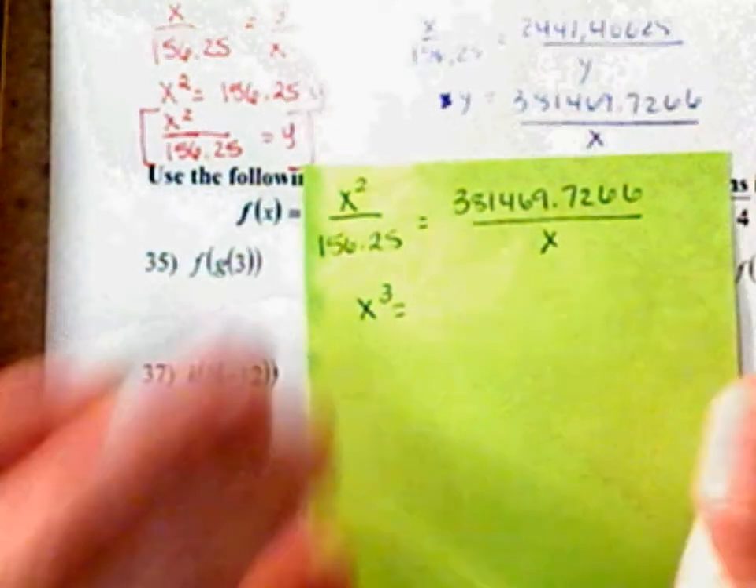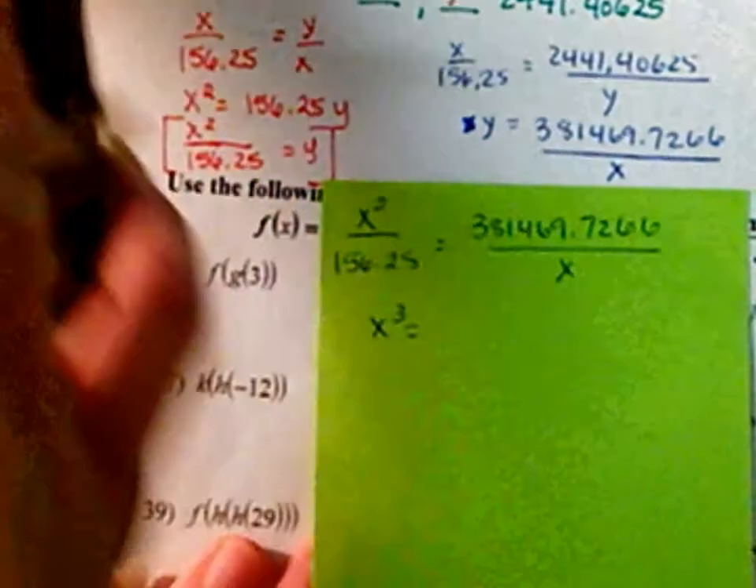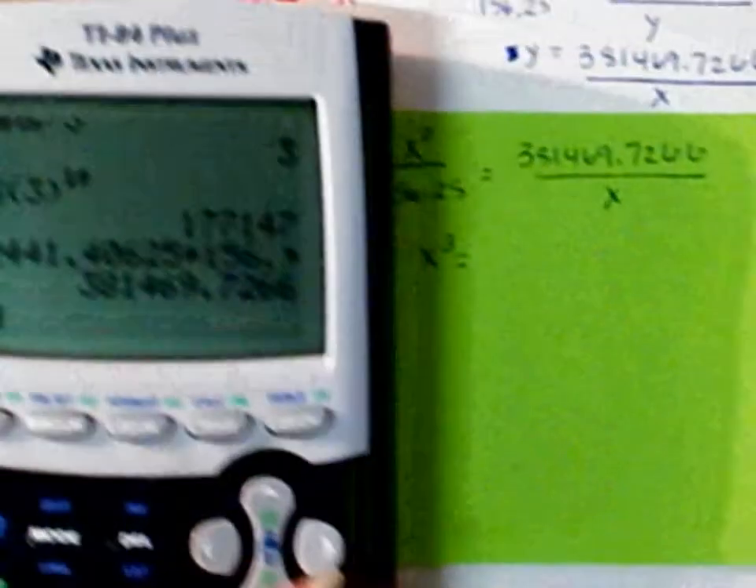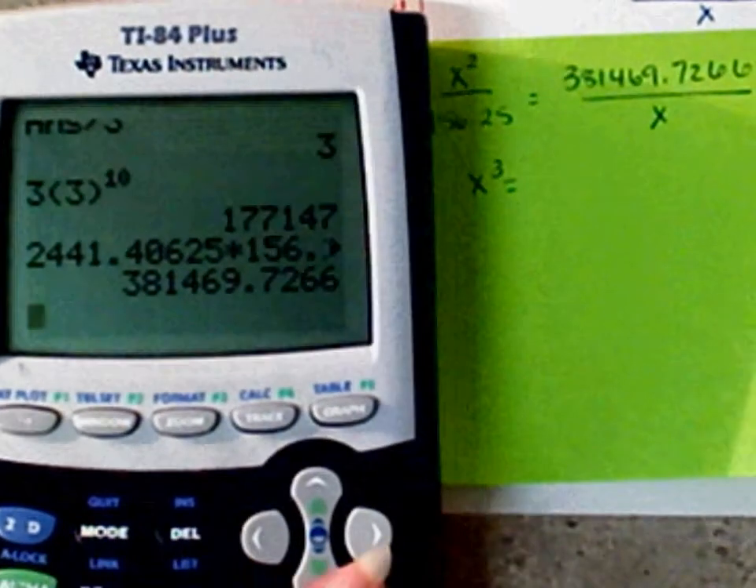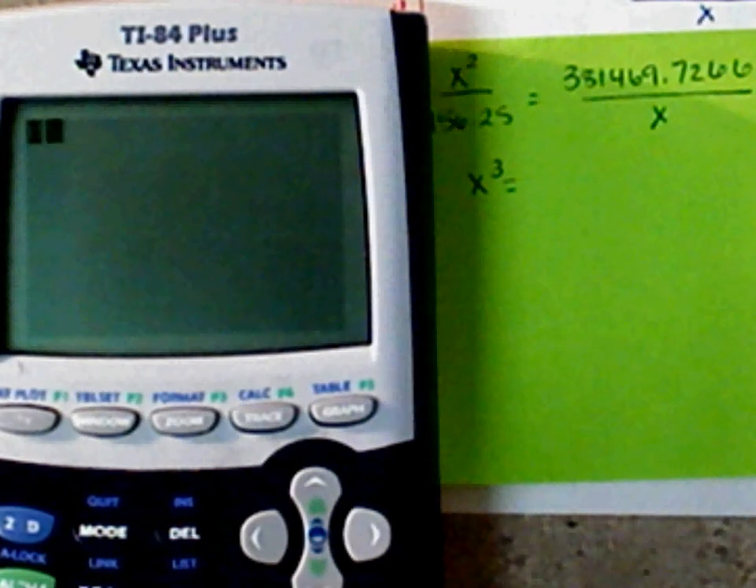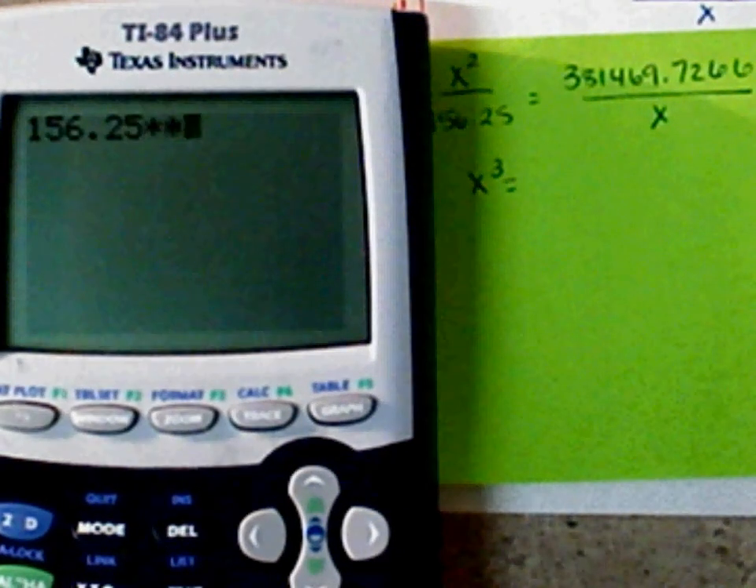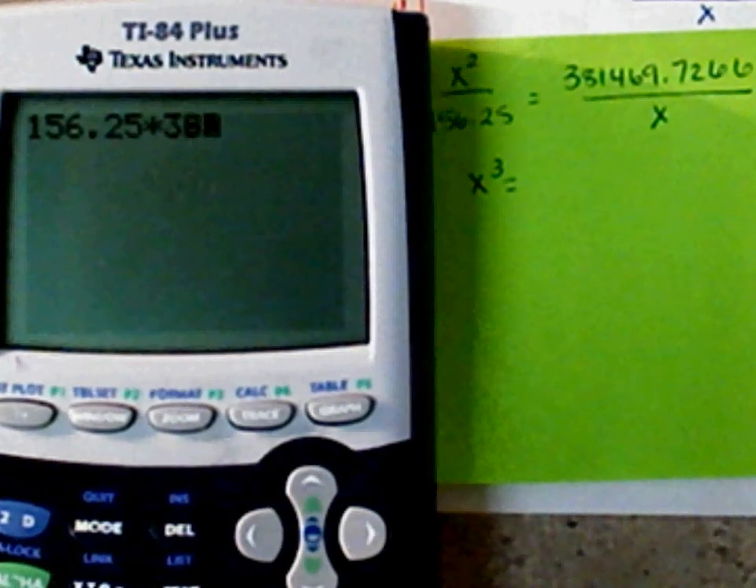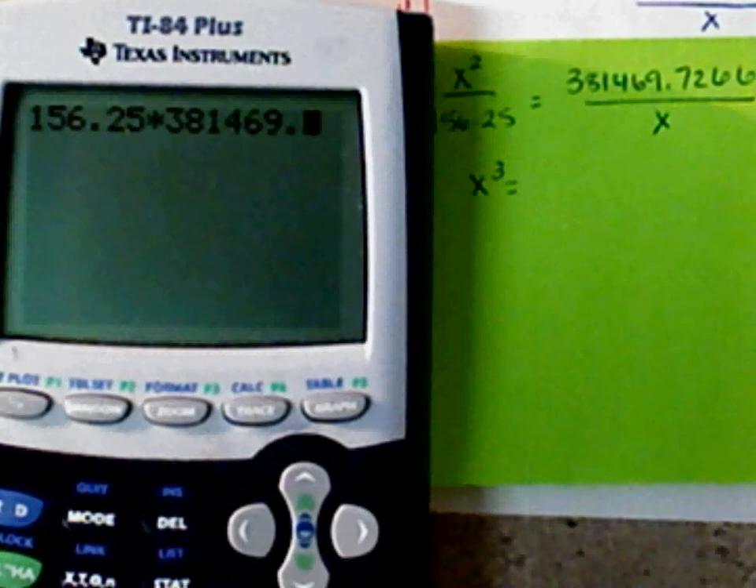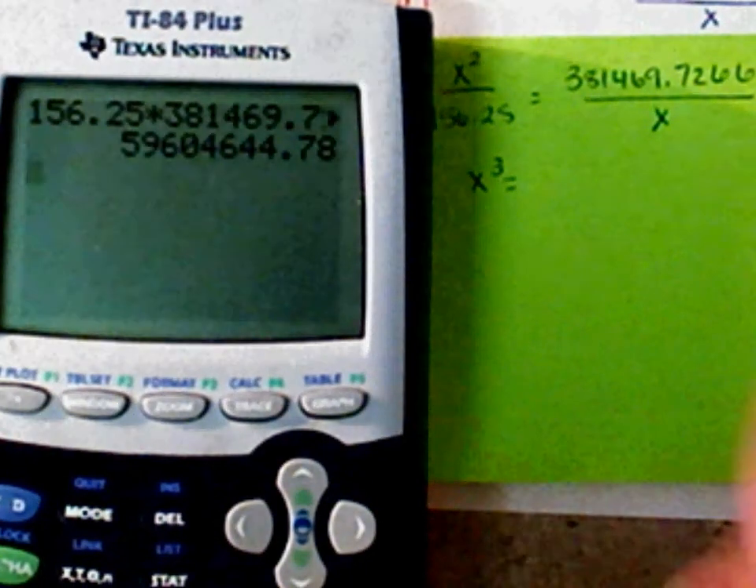Now, just type this into your calculator. Let me see if I can find a spot. Here we go. 156.25 times 381,469.7266. And that gives you that number.